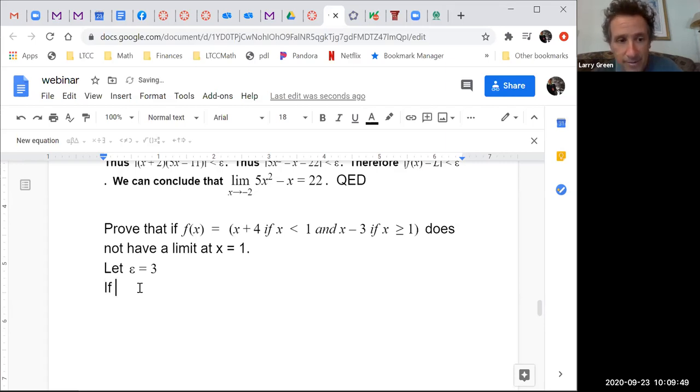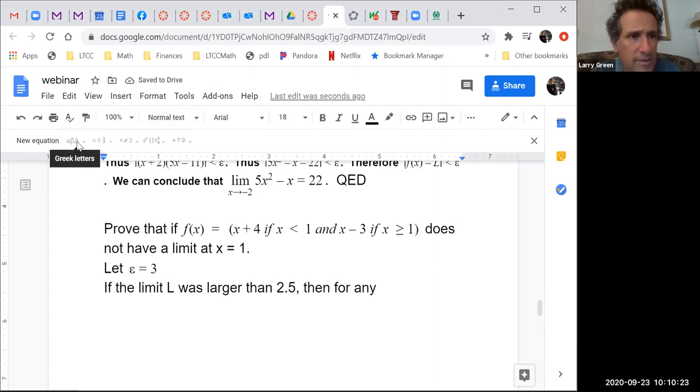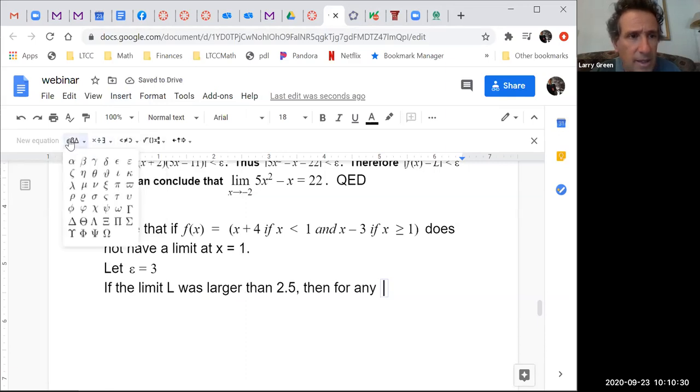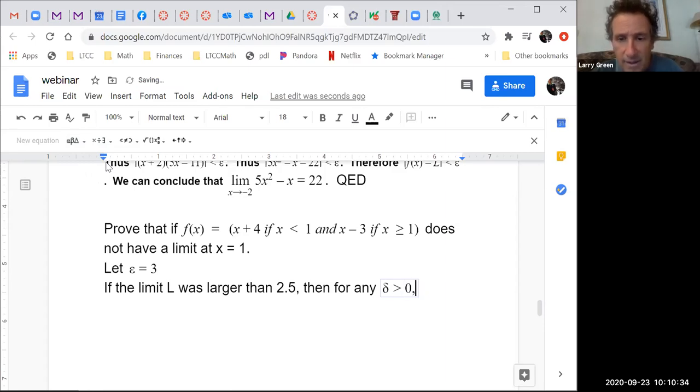Okay, so if the limit L was larger than 2.5, so again, you have 7, you have -2, and the midpoint of that is 2.5, right? Then for any delta greater than 0, now the idea is, if we're larger than 2.5, let's go to the high side and we'll do x minus 3.